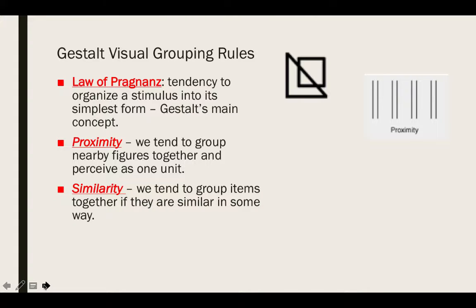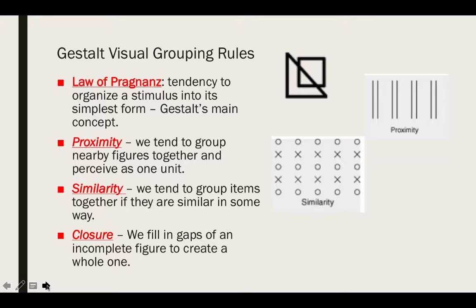Similarity, again, you're probably seeing a pattern. We tend to group things into wholes if they are similar in some way to each other. So in this example, most people see rows of circles and X's as opposed to columns, simply because we group these circles as belonging together as a whole, and these X's belonging together as a whole.